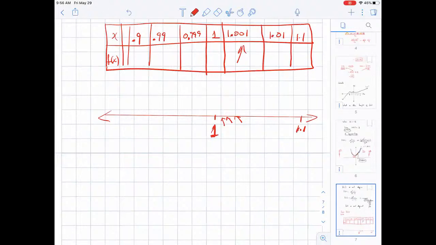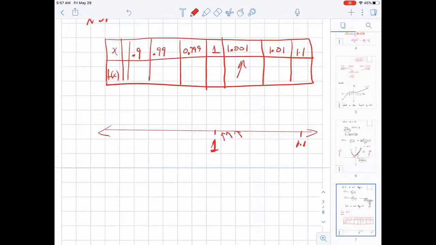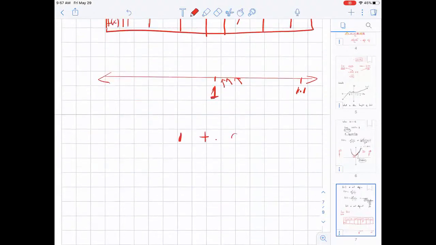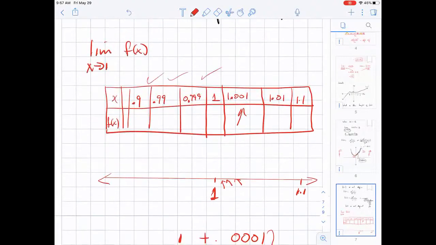Basically, you take 1 and you add 0.0001 if you want 4 decimals, or 0.001 or 0.01. These are the three numbers I always add. And then what do you do on the other side? You take 1 and you minus 0.0001, and then you minus 0.001, and then you minus 0.01. Those are how I'm getting these values here.